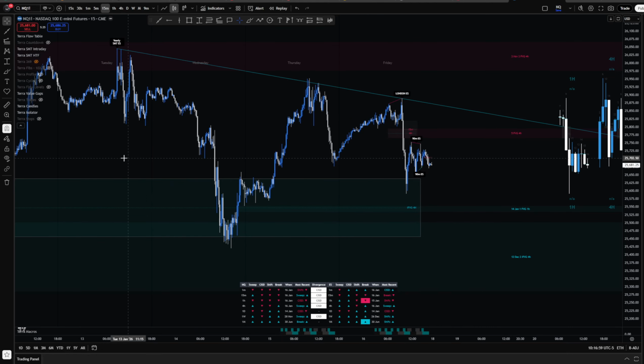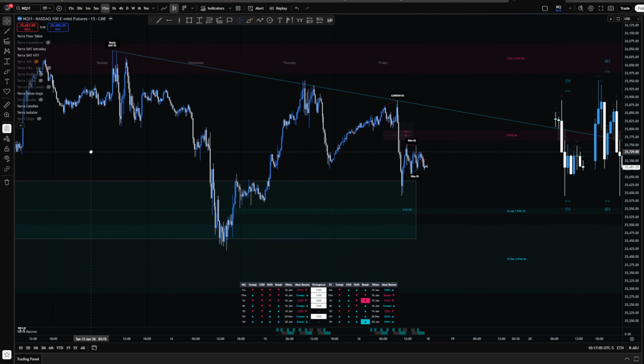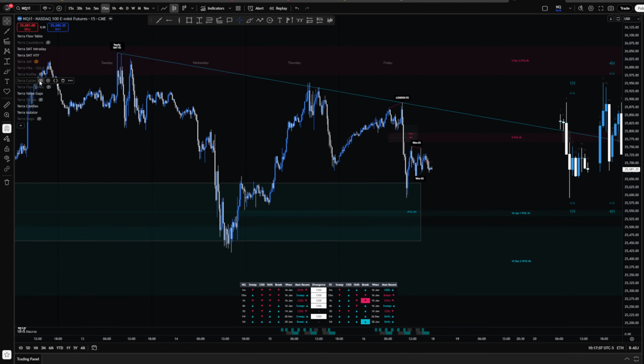Anyway, what I'm going to show you now, I'm going to quickly turn on my cycles indicator. Cycles indicator draws out my levels for me automatically. It does the 15-minute ORB. It draws out my previous day, weeks, months, quarterly and yearly levels, Asia and London levels.